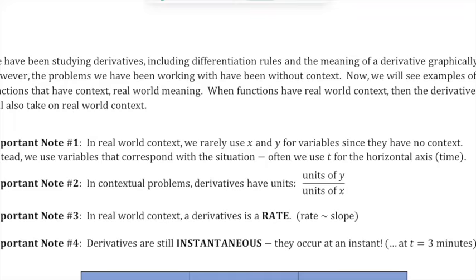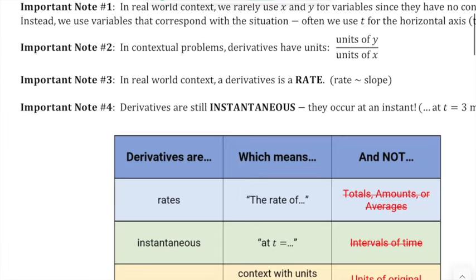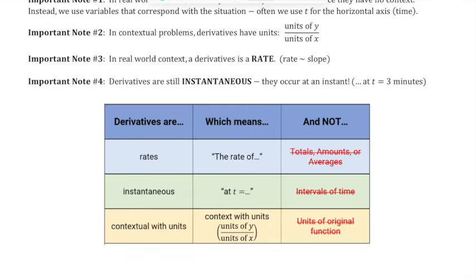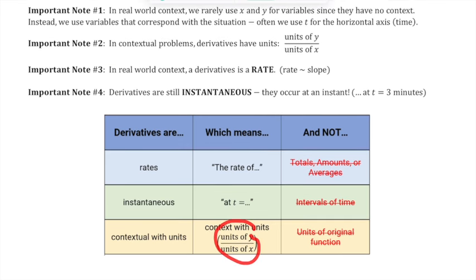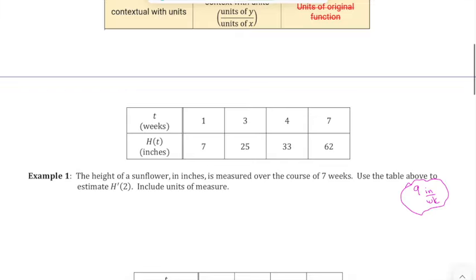It's instantaneous. So we don't really do averages. When we're talking about the slope of a line at a point, we're talking about the instantaneous rate of change. So when we say rates, what we mean is the rate of change. We're not talking about totals, amounts, or averages. Instantaneous means at a particular point at time t. With the units in context, I always think y over x. It's the units of y divided by the units of x because it's slope, right? This is your rise, this is your run, y over x. There's your slope. So let's look at some of these problems in context.